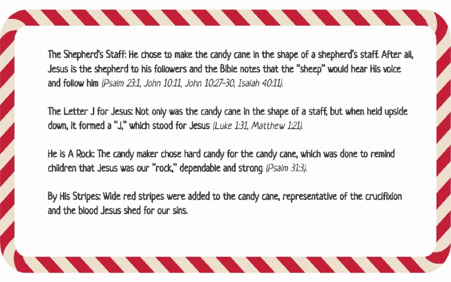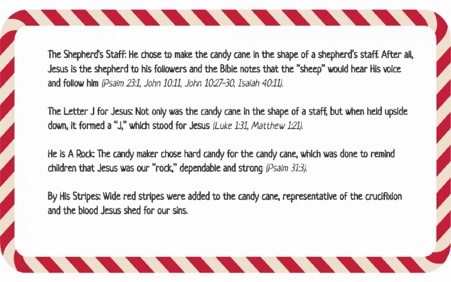And this is what he made. The shepherd's staff. He chose to make his candy cane in the shape of a shepherd's staff. After all, Jesus is the shepherd to his followers, and the Bible notes that the sheep would hear his voice and follow him. The letter J for Jesus. Not only was the candy cane in the shape of a staff, but when held upside down, it formed a J, which stood for Jesus.